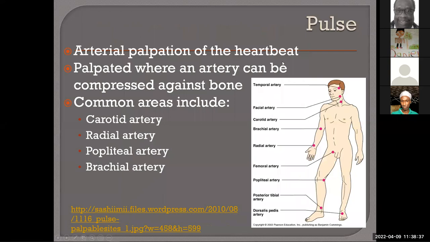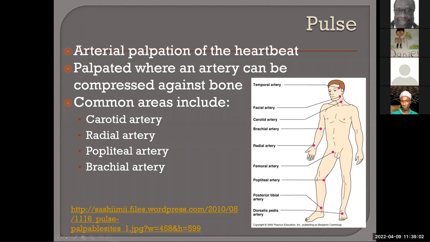Pulse. Have you all done this skill in your skills lab yet in terms of taking pulse? You're getting there, sir. Oh, you're getting there. Okay. So, yeah, you'll be getting there soon in terms of taking the pulse, right? And the most common ones are the carotid, radial, popliteal, and brachial. They are always named for either the underlying bones or the muscle that they occur around, all right?